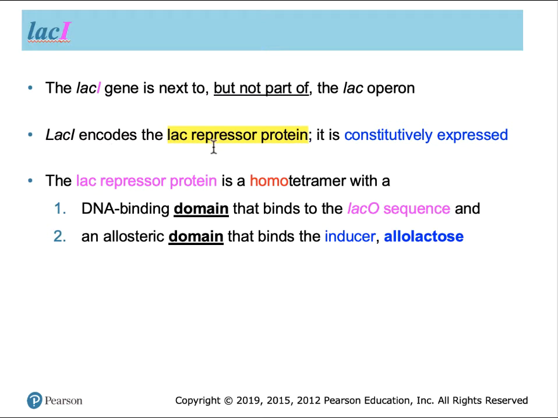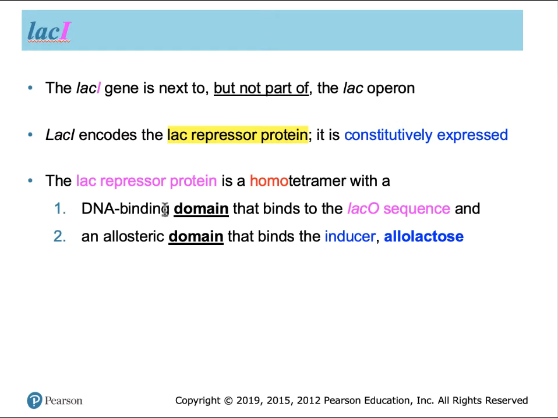The protein is actually the LAC repressor, this very important decision-making component. This gene is always on. It's part of the housekeeping set, so it's constitutively expressed. The product of the LAC-I gene is actually 4 polypeptides. So it's a homotetramer. 4 polypeptides combining together to make two important zones on its surface.